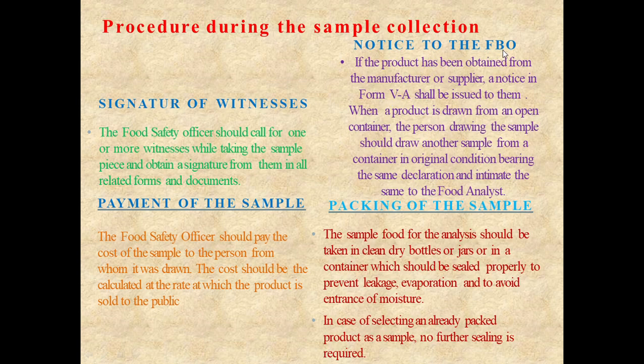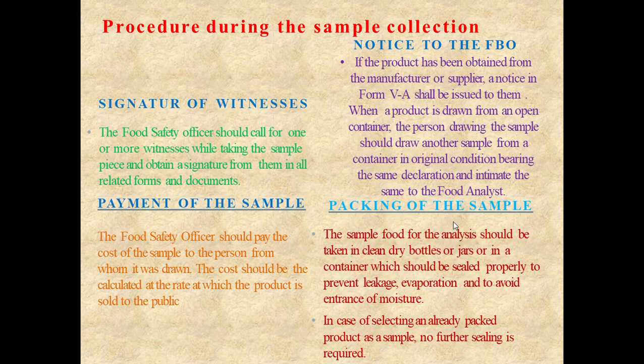Notice to FBO. FBO stands for food business operators. If the product has been obtained from a manufacturer or suppliers, a notice in Form 5A shall be issued to them when the product is drawn from an open container. The person drawing the sample should draw another sample from a container in original condition, bearing the same declaration, and intimate the sample to the food analyst.